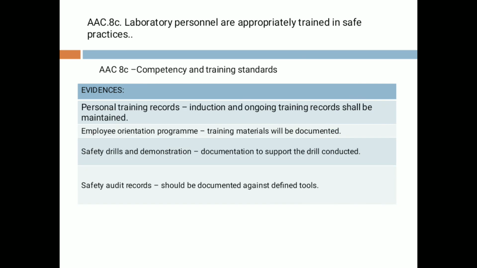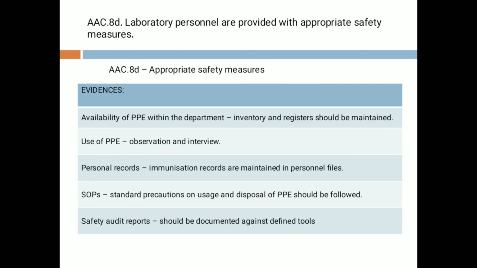Objective element AAC 8C speaks about the competency and training standards. Evidences: personal training records, induction and ongoing training records shall be maintained. Employee orientation program. Training materials will be documented. Safety drills and demonstration. Documentation to support the drill conducted. Safety audit records should be documented against defined tools.